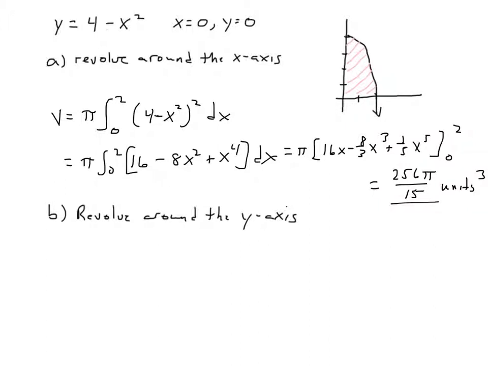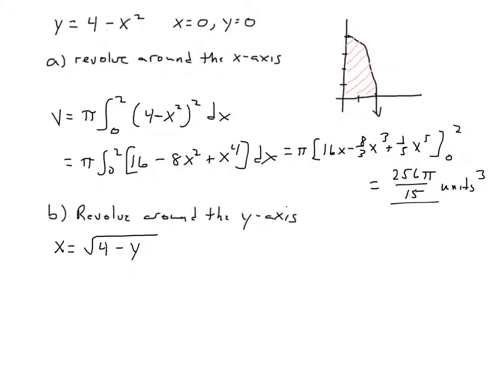Now let's take a look at what happens when I take this around the y-axis. Now when I take it around the y-axis, I have to have my radius equation as x equals. So again, my radius is still going to be this curve, but instead of y equals 4 minus x squared, I'm going to let that be x equals the square root of 4 minus y.